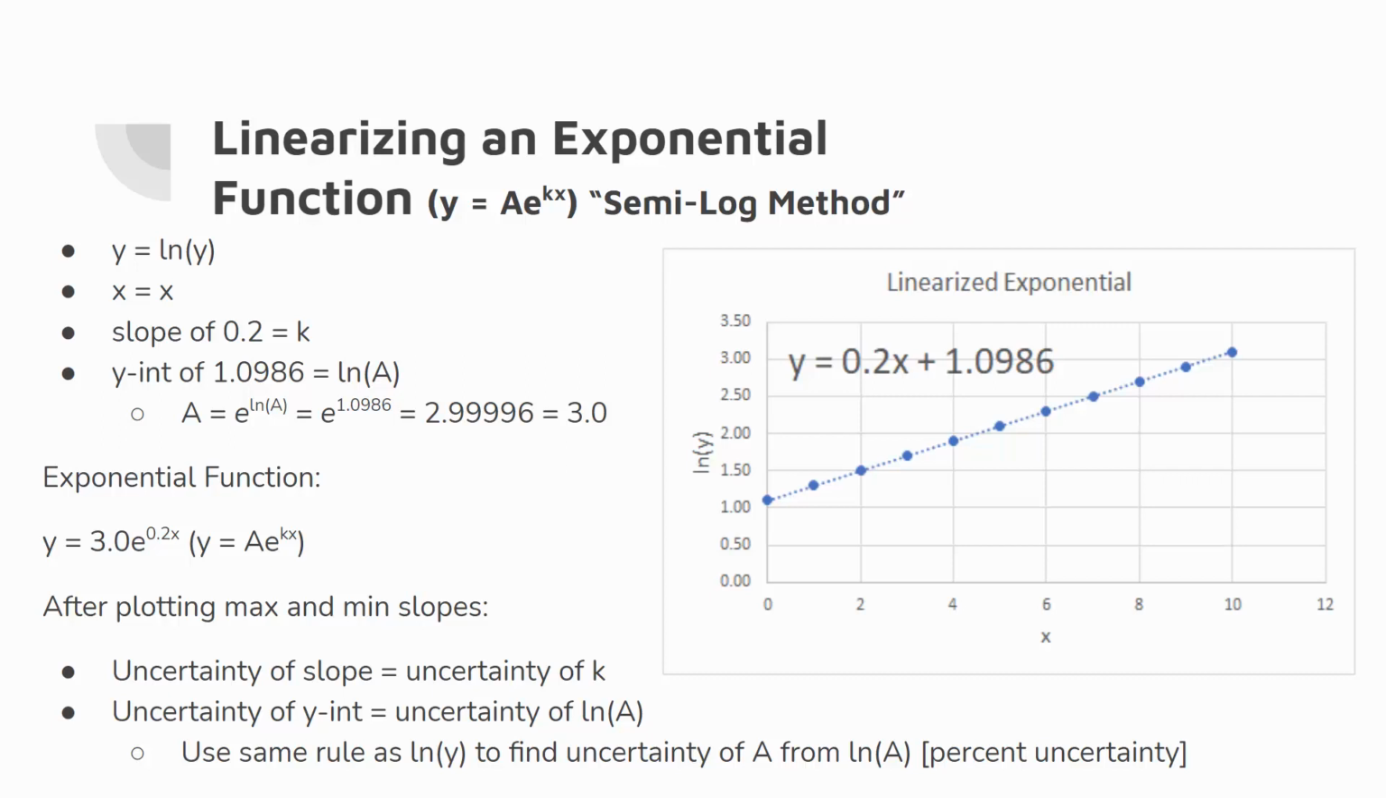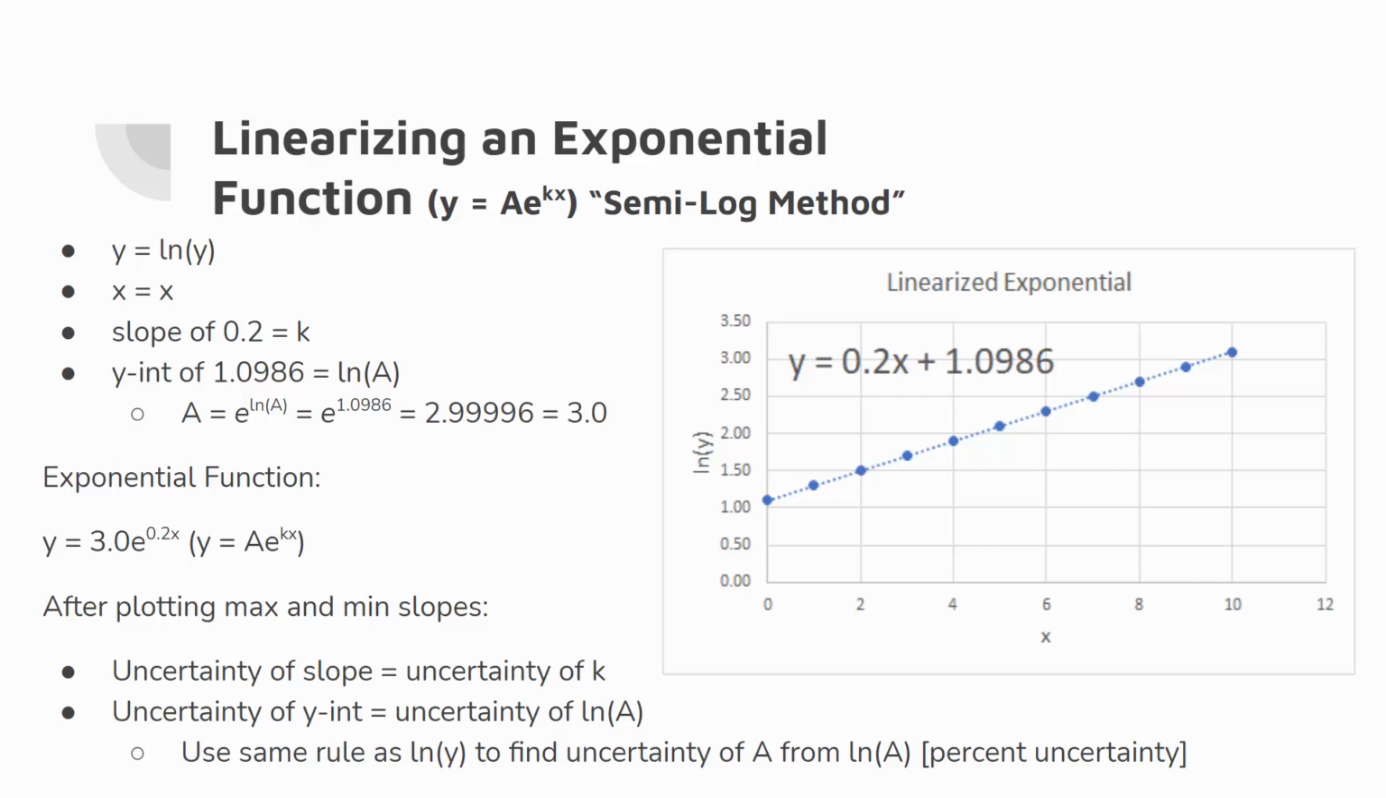So we get an exponential function that is y equals the value of a, which we've determined from the linearized exponential graph, is 3.0, times e raised to the k, which we've determined is 0.2 from the linearized graph, times x. Y equals 3.0 e to the 0.2x. It doesn't actually matter that in the linearized graph we plotted the natural log of y versus x. We're really just using that linearized exponential function to get the values of our parameters a and k.